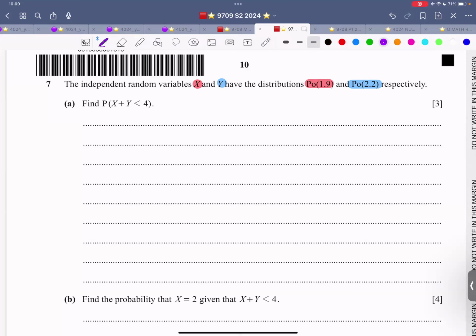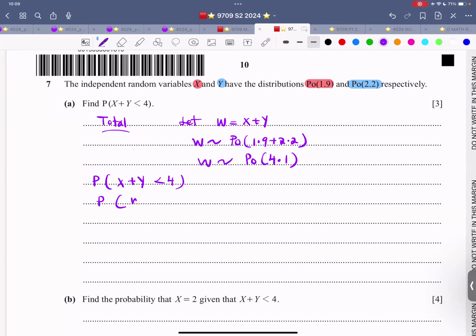So now it's talking about the total. That is the first thing. Let W be X plus Y. So W still follows the Poisson distribution. The means are added: 1.9 plus 2.2. How much is that? That is 4.1. So W follows a Poisson distribution with mean 4.1. Probability X plus Y is less than 4 means probability W is less than 4, which means probability W is less than or equal to 3.